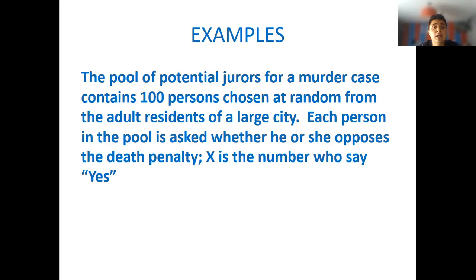And the final one: the pool of potential jurors for a murder case contains 100 persons chosen at random from the adult residents of a large city. Each person in the pool is asked whether he or she opposes the death penalty. X is the number who say yes. So here, when it says X is the number who say yes, we can conclude that we only have two types of results: yes or no. So this is a binomial distribution.